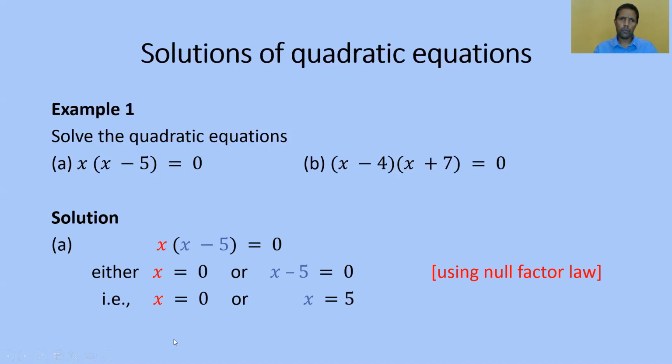Note here we can verify the answer by substituting x is equal to 0 in the initial equation. For example, putting x as 0 here, we have 0 times negative 5, which is 0. Or if we substitute x by 5 in the equation here, we have 5 times 5 minus 5, which is 5 times 0, which is 0.